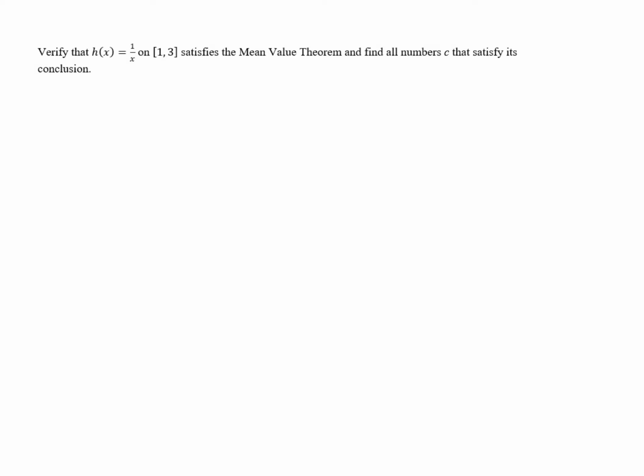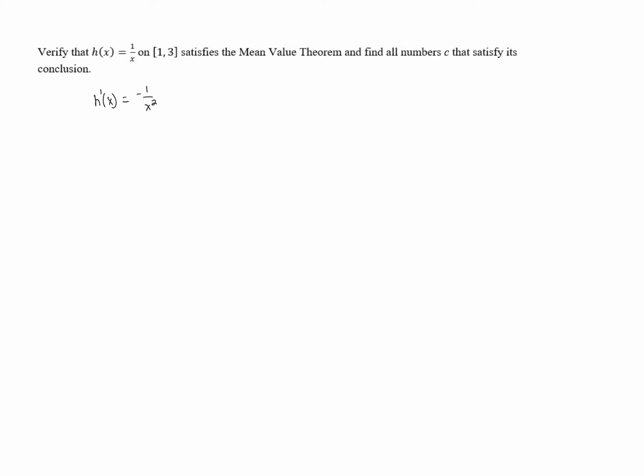Also, the derivative of 1 over x is equal to negative 1 over x squared, right? Because this is the same as x to the negative first, and when we differentiate, that's negative 1 x to the negative second. So same as negative 1 over x squared. And this is also defined everywhere except 0. So we are good to go for the mean value theorem.